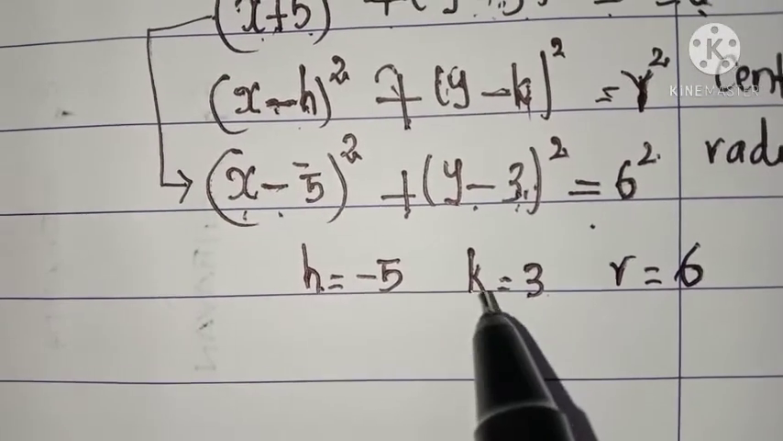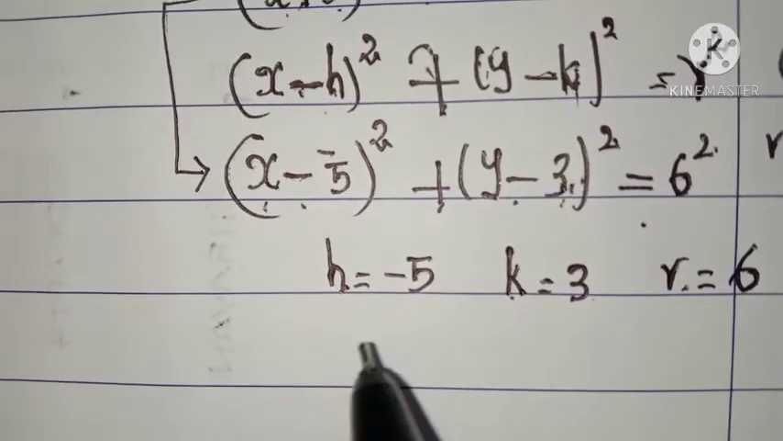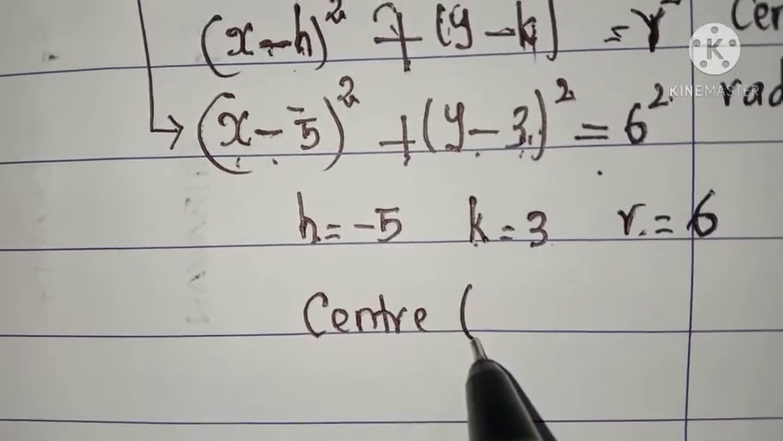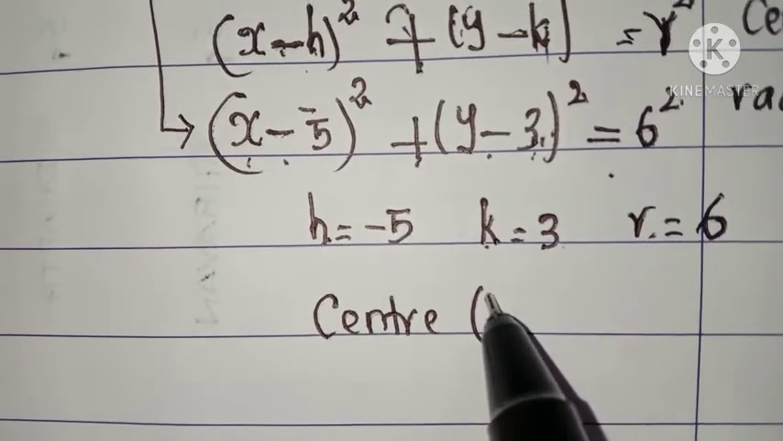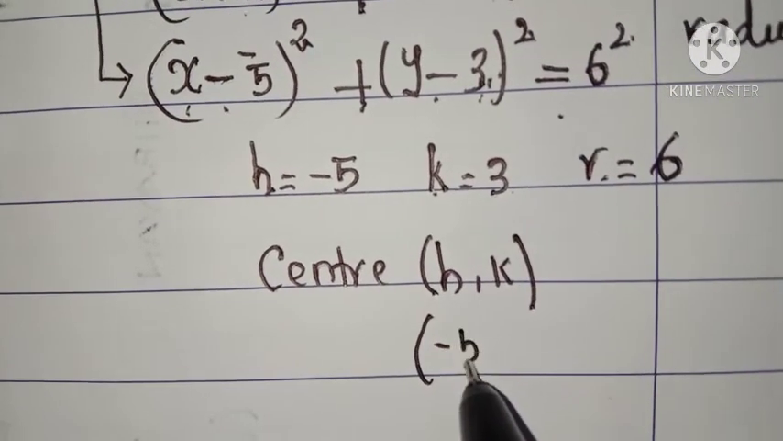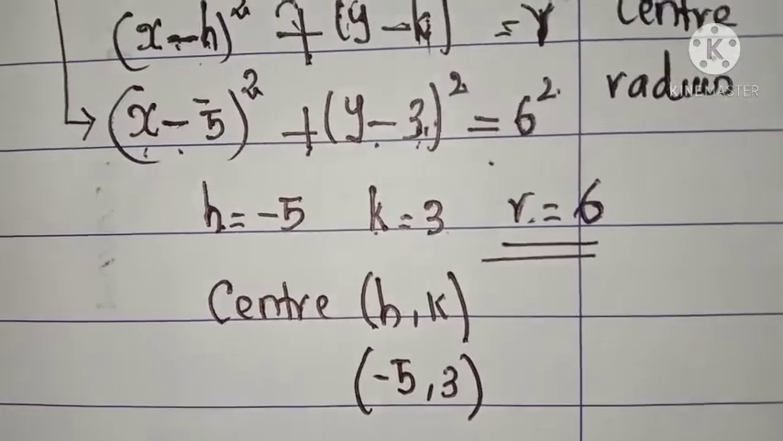So h, k, r. If h and k are given, then we can easily write the center. What is the center? Center is h comma k. So this is minus 5, 3 and radius equal to 6. Okay.